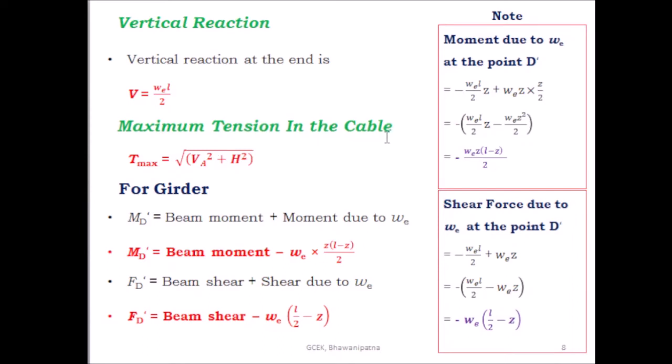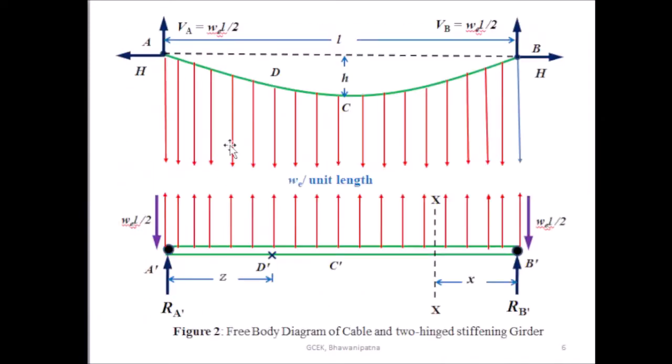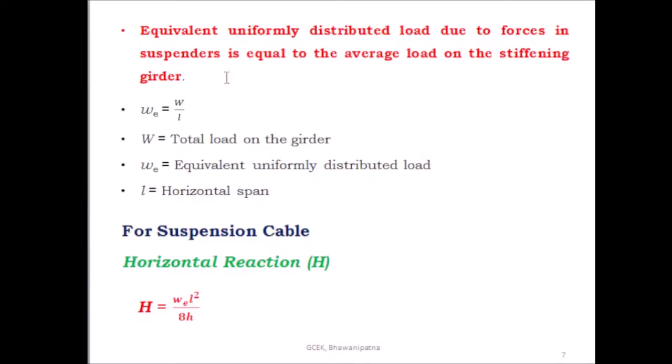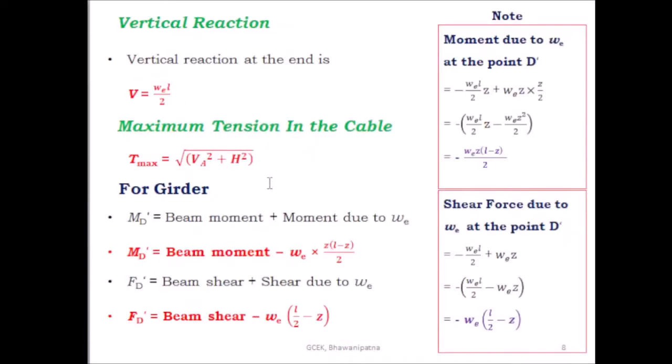Then the maximum tension in the cable you can find out by taking the square root of VA square plus H square. So that is the maximum tension in the suspension cable. Then we have to go for the analysis of the girder. We can find out the moment at any section in the girder, or the shear force at any section in the girder.